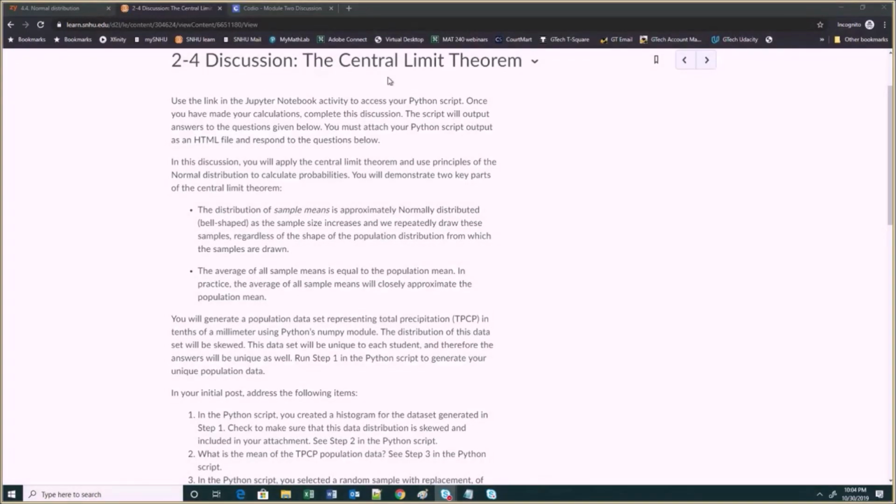So in this discussion, you will apply the central limit theorem and use principles of the normal distribution to calculate probabilities. There are two key parts of the central limit theorem. The distribution of sample means is approximately normally distributed as the sample size increases and we repeatedly draw these samples, regardless of the shape of the population distribution from which the samples are drawn.